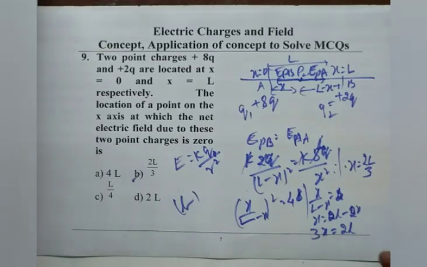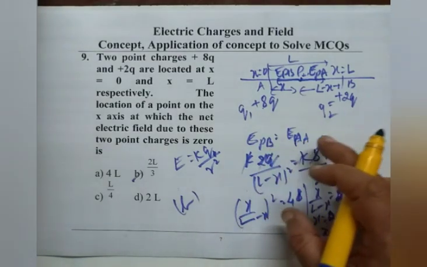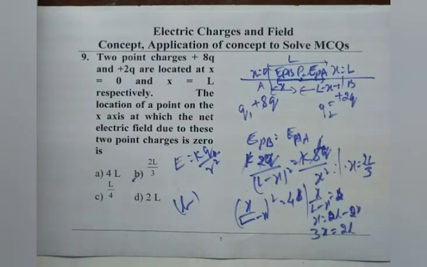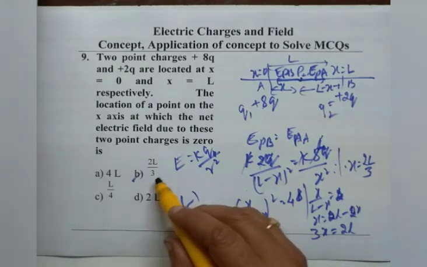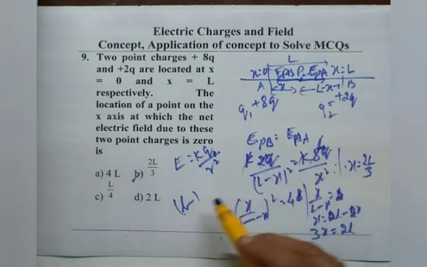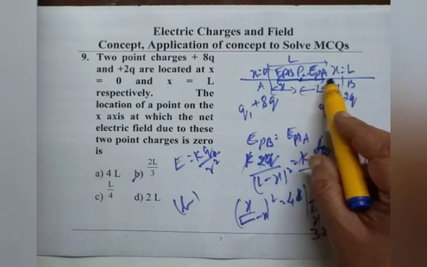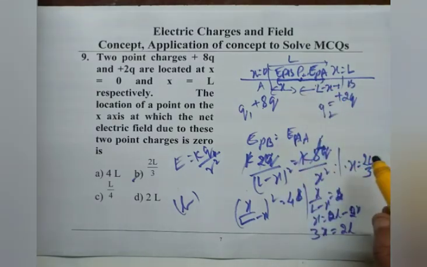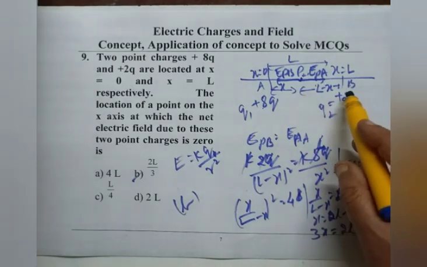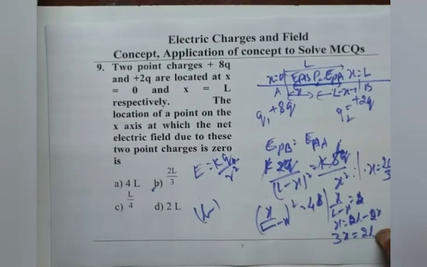Observe, in this numerical, we calculated the null point by equating the two fields at P. As I told you, the null point lies nearer to the weaker charge. It is evident from this 2L by 3. That is 2/3 of the distance from A, and from B it is 1/3 only. Therefore, it is nearer to the weaker charge, as we said.